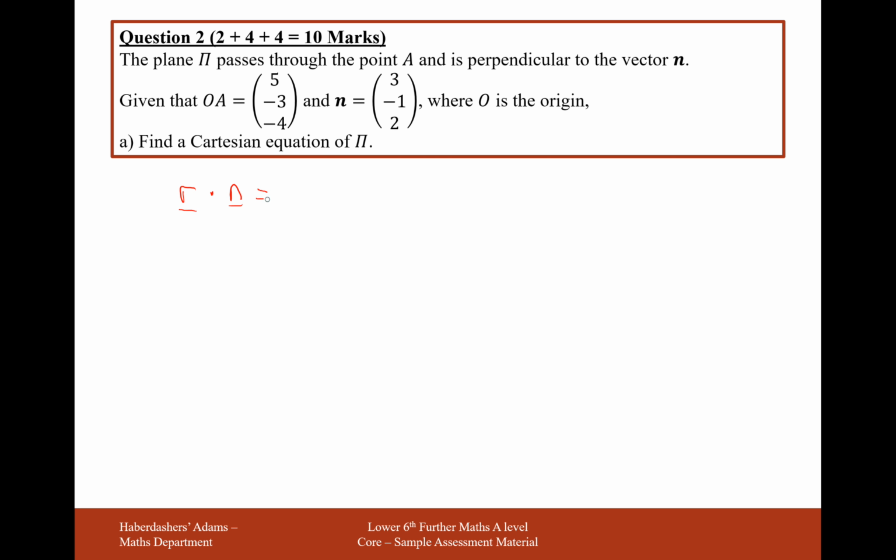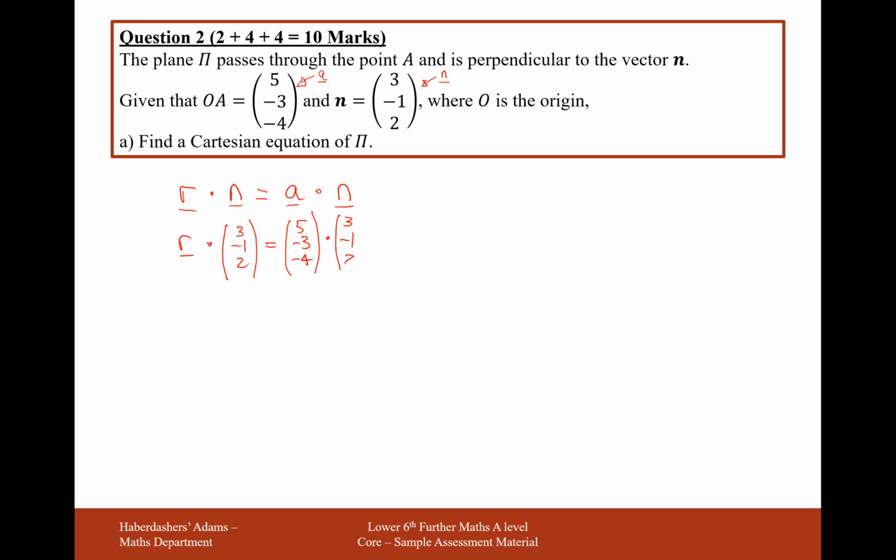We need to recall the equation of a plane that looks like this: r dot n equals a dot n. And this vector here is obviously a point on the plane, that's little a, and this here is perpendicular to our plane, so that's going to be the vector n. So all you need to do is substitute these values into your equation, and you're going to get something that looks like this, so a dot with n.